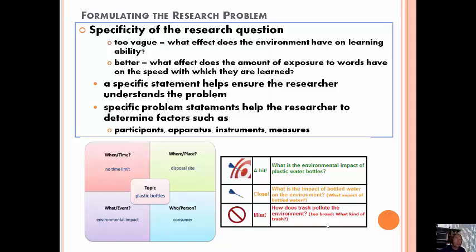A specific statement helps ensure the researcher understands the problem, and specific problem statements help the researcher to determine factors such as, when you do research, again, the specificity. So the factors, the participants, the apparatus, the instruments, and the measures. And of course, in determining this, those evolve. The ideas, participants, apparatus, instruments, and measurements evolve from the specificity of the research question.